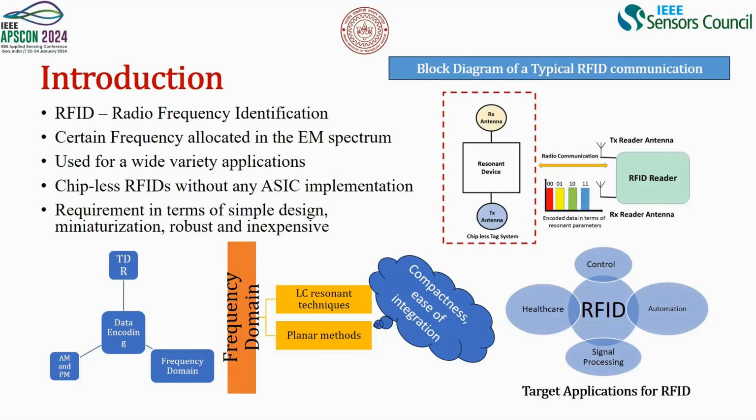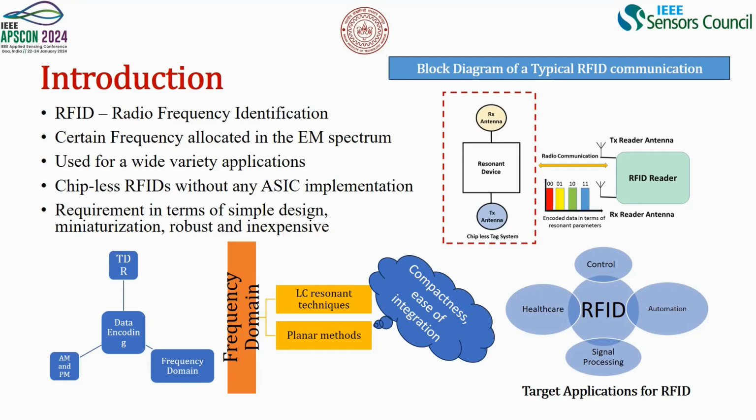So to introduce, the full form of RFID stands for radio frequency identification, which basically means the reading and writing of data using RF signals and to determine specific objects at certain locations. Now using RFID, certain frequency band allocations can be done in the electromagnetic spectrum, and like other sensing applications, it can also be used for a wide variety of applications starting from healthcare, control automation, industrial applications, signal processing and all.